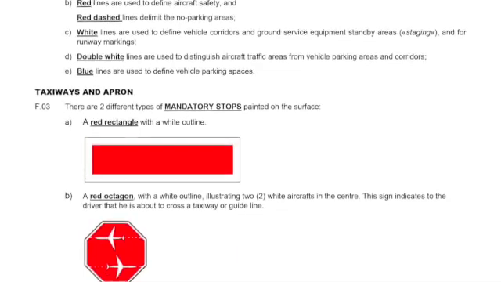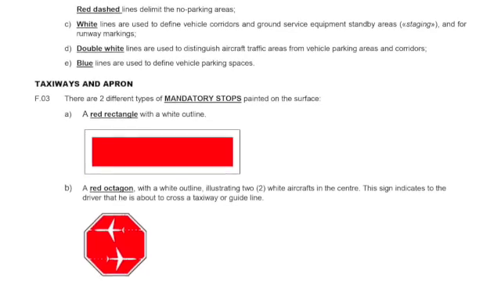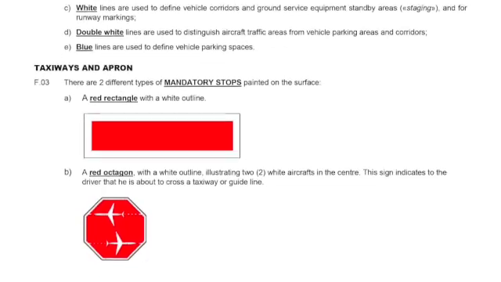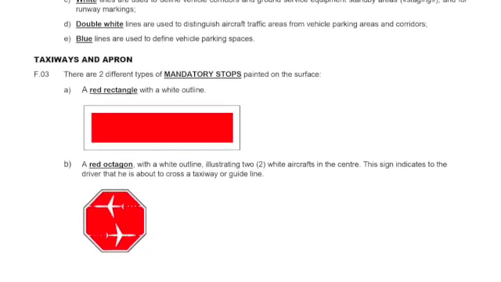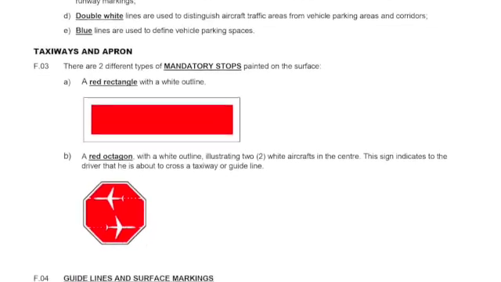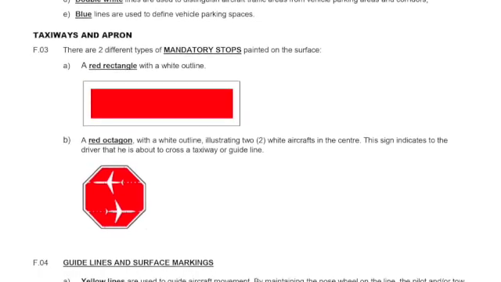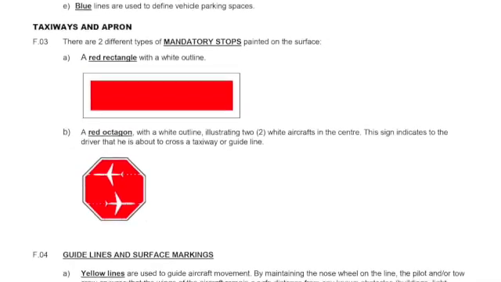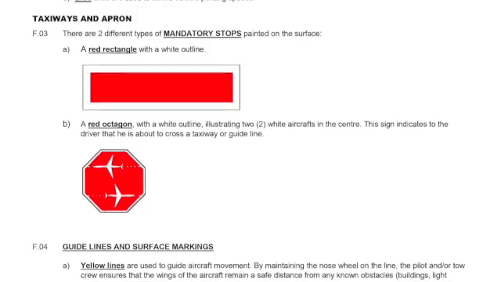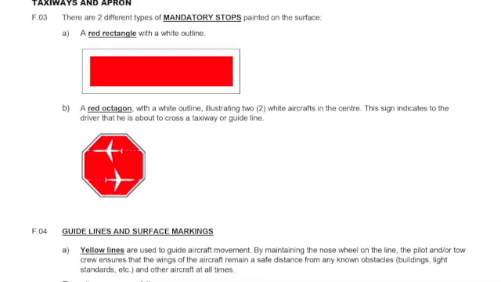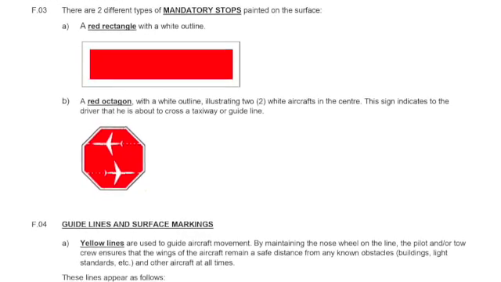Taxiways and apron. F.03 There are 2 different types of mandatory stops painted on the surface. A. A red rectangle with a white outline. B. A red octagon, with a white outline, illustrating 2 white aircraft in the center. This sign indicates to the driver that he is about to cross a taxiway or guide line. F.04 Guidelines and surface markings.